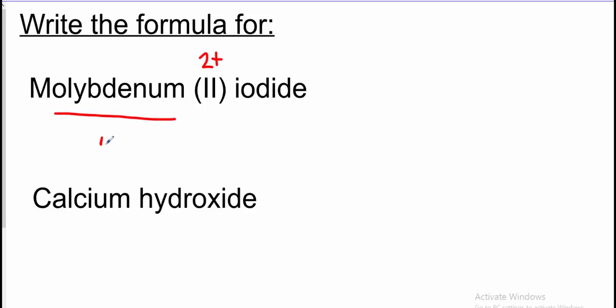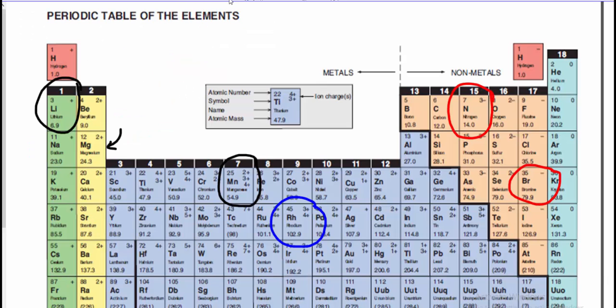It also tells me that this metal is multivalent, because I have the charge listed, so we only list the charge when it's multivalent. So right away I know I have molybdenum 2+. There's my metal. And I need to look up on my periodic table what the symbol is for molybdenum. I'm just going to very quickly clean up my table because I've got lots of writing on it here. So I'm looking for molybdenum on the table.